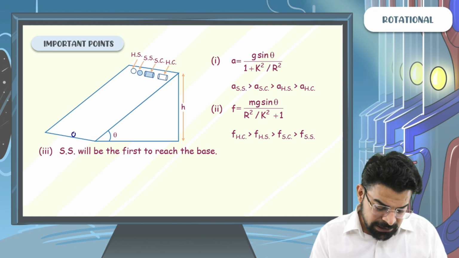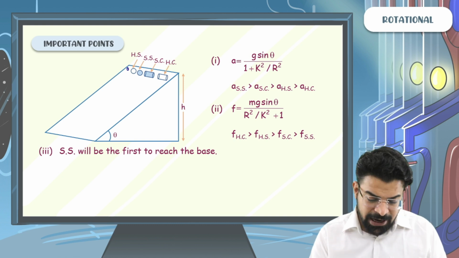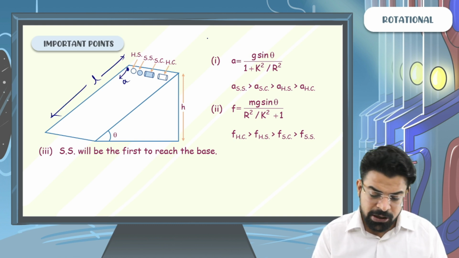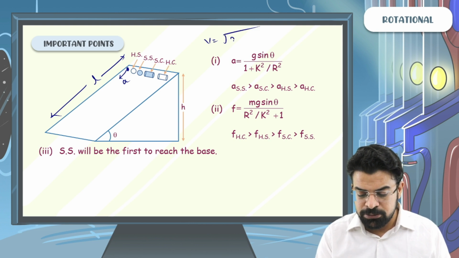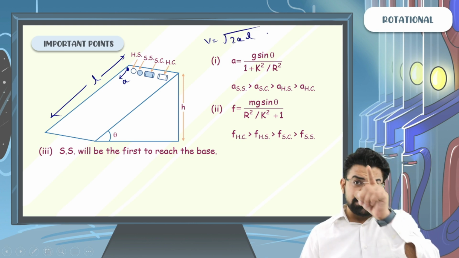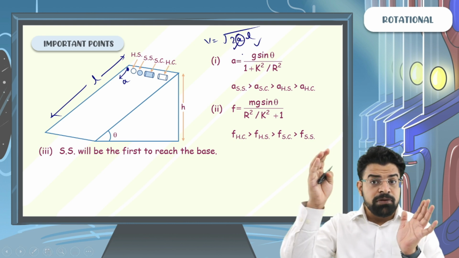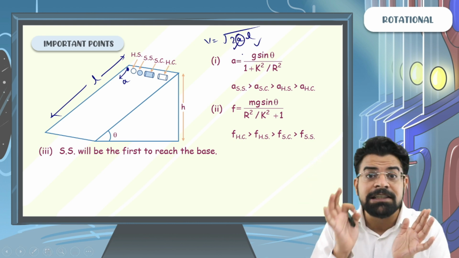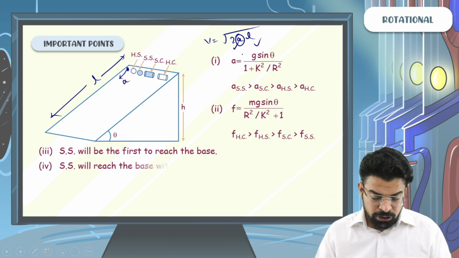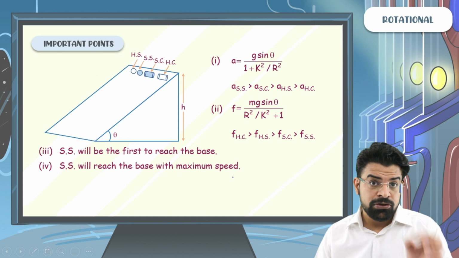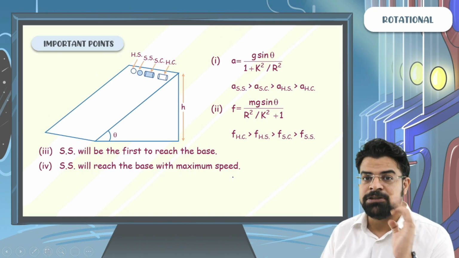After reaching the base, which one will have maximum speed? So let's say any object comes down with an acceleration a and travels a distance l. We will say that the speed at the base has to be root 2al. The distance covered by all of them is the same. 2 is the same, so the one which comes down with greater acceleration will have greater speed after reaching the base. So the solid sphere will reach the base with maximum speed.